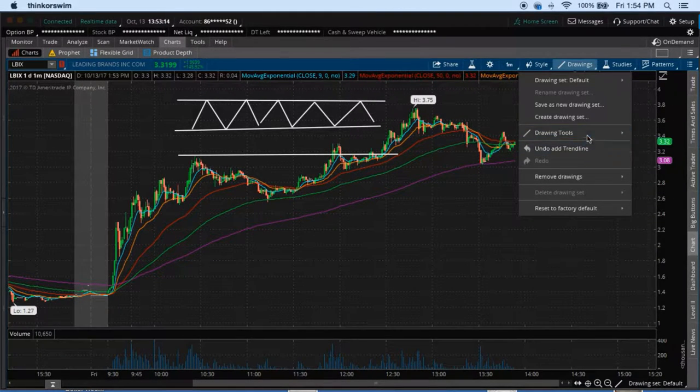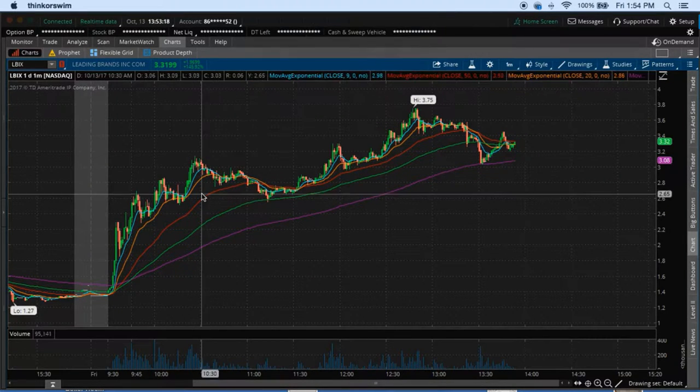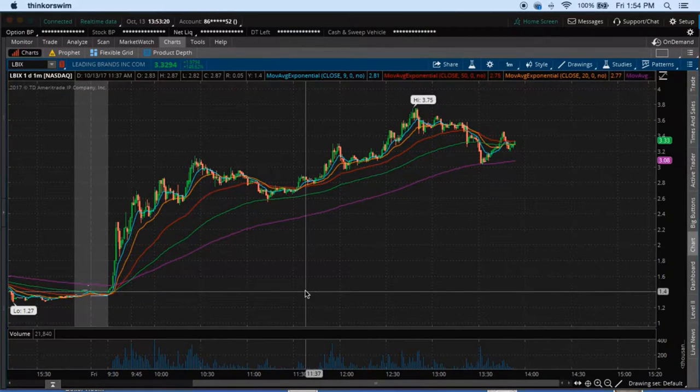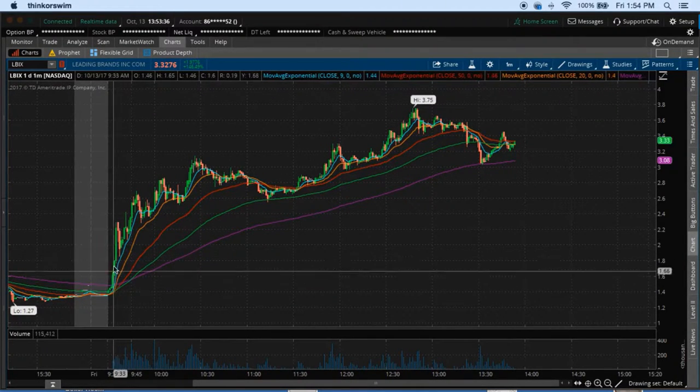So, long story short, the moving averages on your chart, all these lines, act as intraday or long-term support or resistance. Now you're saying to yourself, well, I thought support was a line. Well, yeah, it can be a line, but it can also be these moving averages as well. And what I mean by that is watch how this stock price went up, up, up.